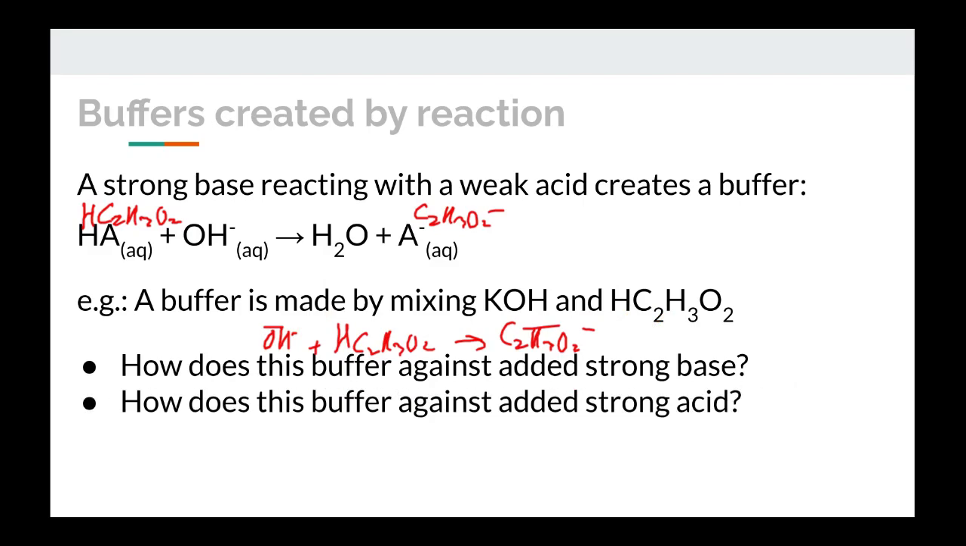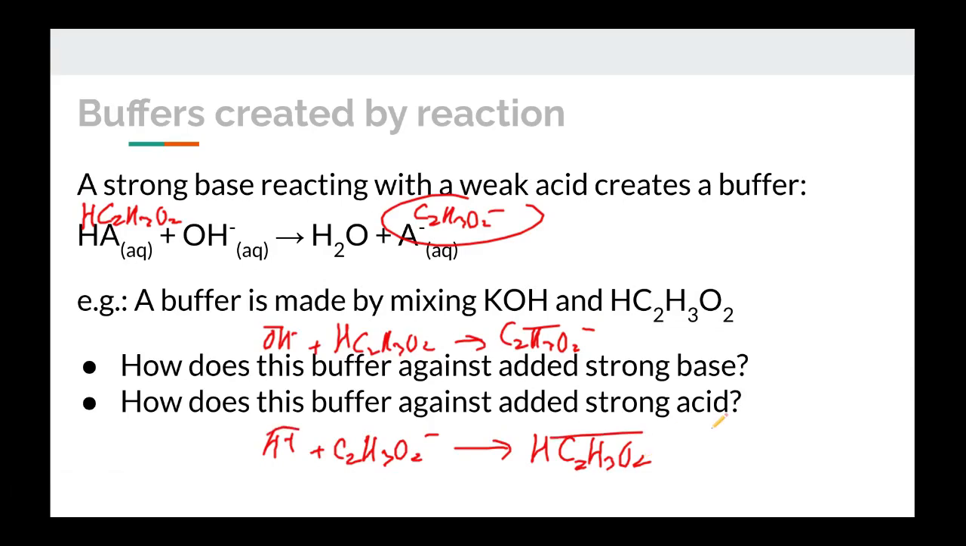How does it buffer against added strong acid? Well, we have acetate ion in here as well. So if H plus is added, then it's going to react with C2H3O2 minus, and it's going to produce acetic acid, HC2H3O2. So strong acid got turned into weak acid.